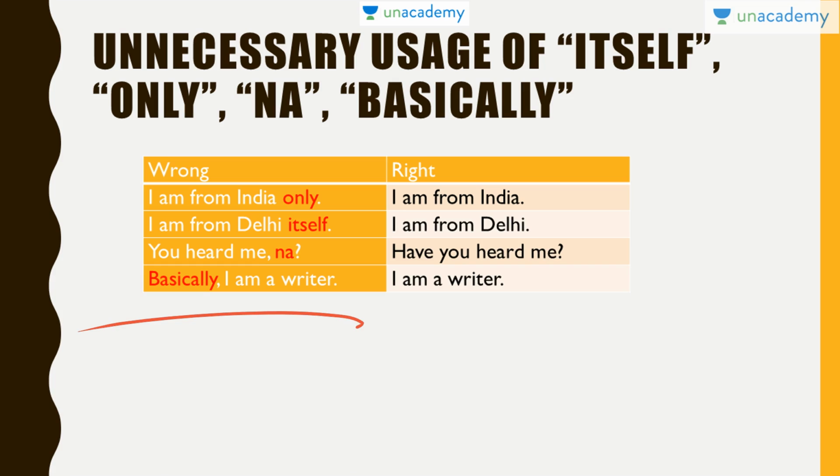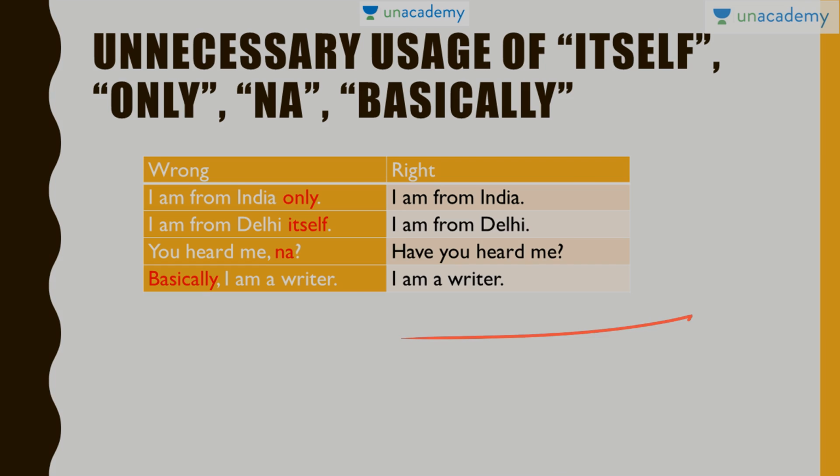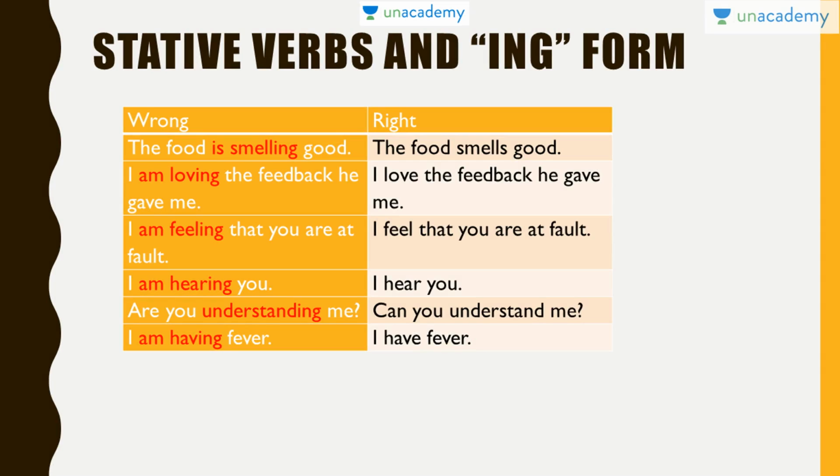Basically, I'm a writer. That's again incorrect. Basically is not needed unnecessarily. I'm a writer would suffice. That's the correct one. The next one is stative verbs in ing form. Stative verbs are verbs that represent a state. For example, run is an action verb, but think is a stative verb because it's representing the state of a person. So stative verbs cannot be used in an ing form.